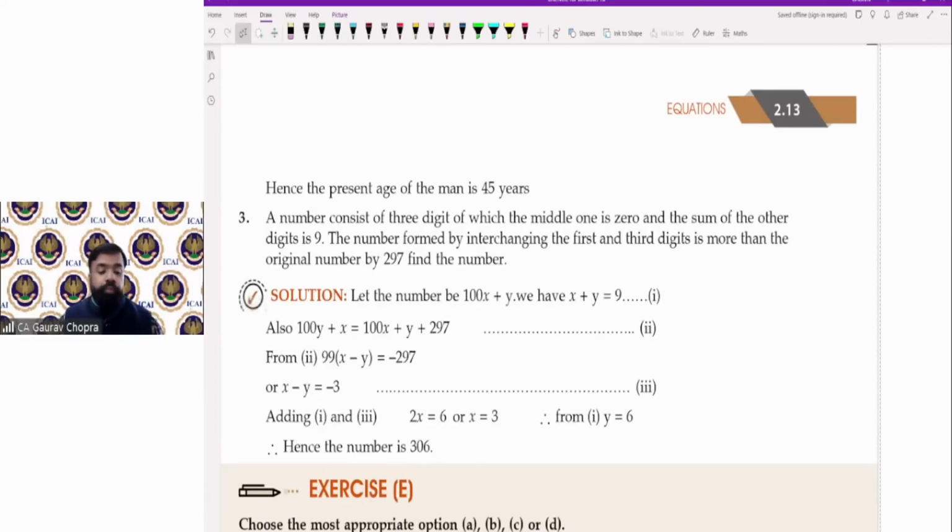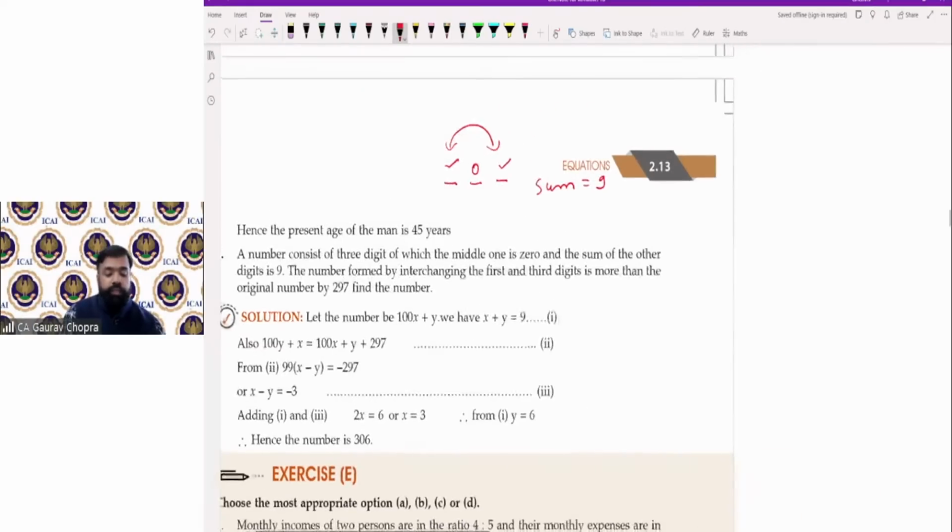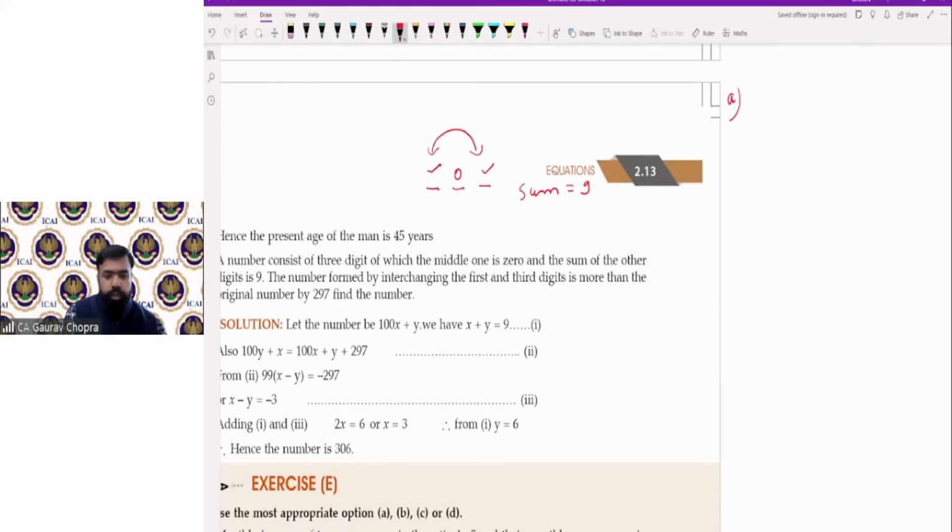Now the third one. A number consists of 3 digits: first digit, second digit, third digit, of which the middle one is 0. Middle term क्या है? 0 है. And the sum of other 2 digit is 9. बाकी जो दोनों digit बचे हैं, उनका sum कितना है? 9. The number formed by interchanging the first and third. अगर इन दोनों numbers को interchange कर दें, then it is more than the original number by 297. तो जो उनका difference होगा, वो कितना आएगा? 297. So let's try this using options.